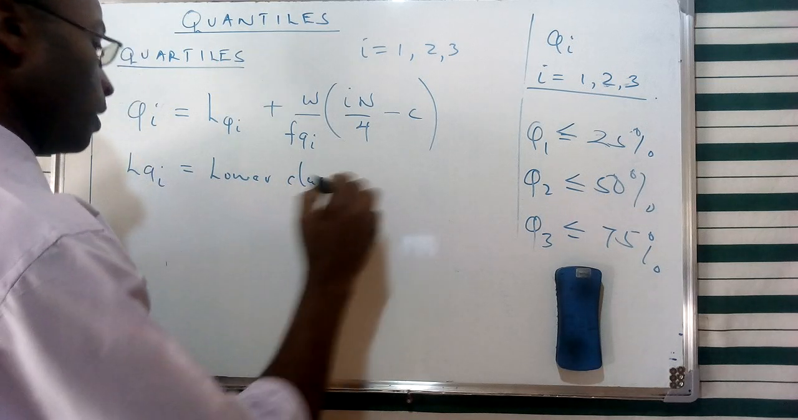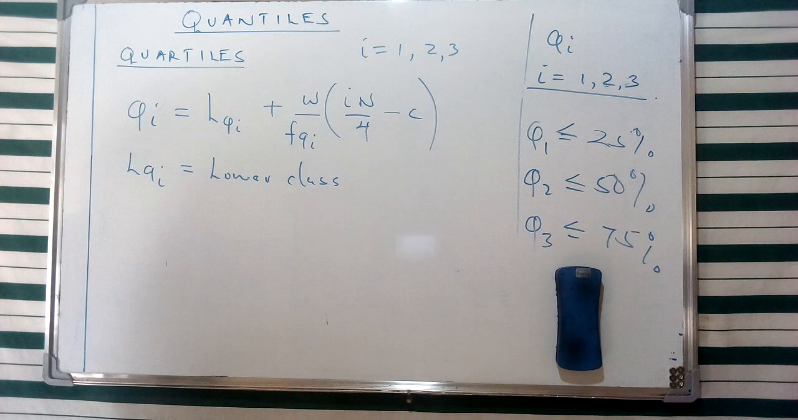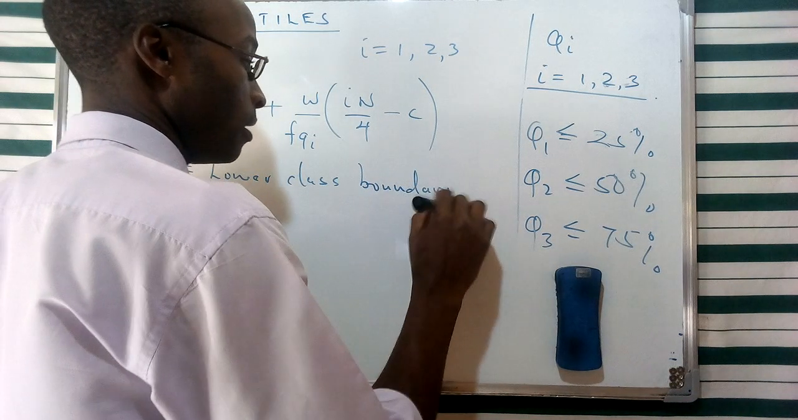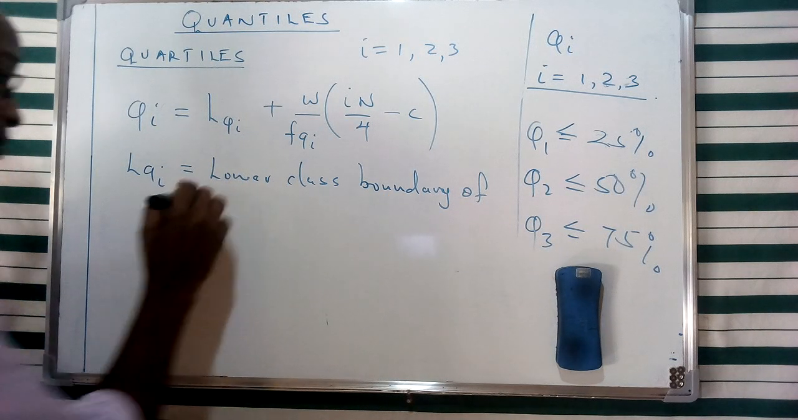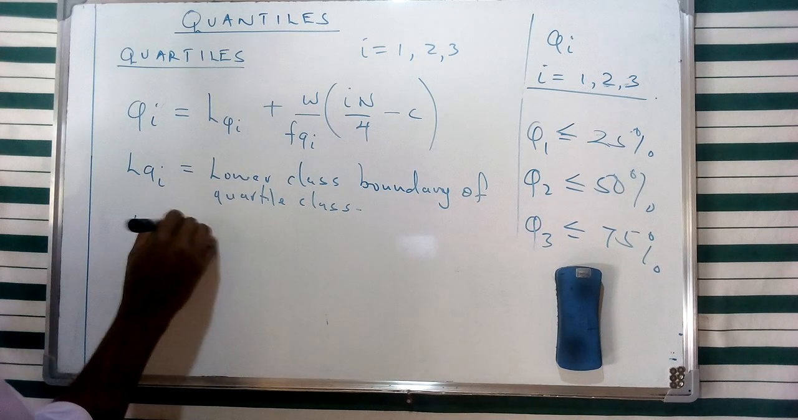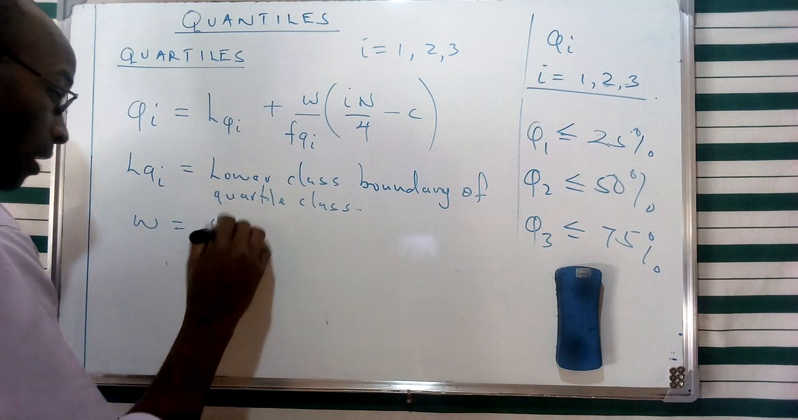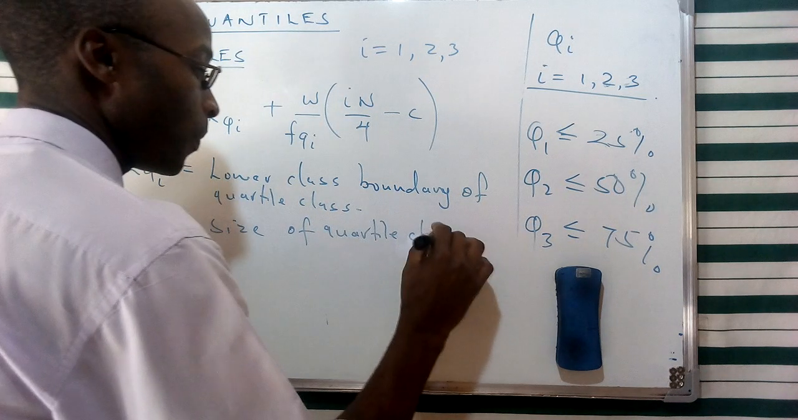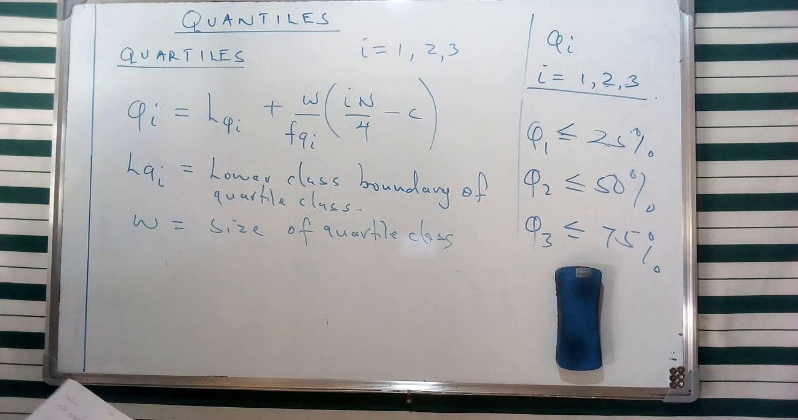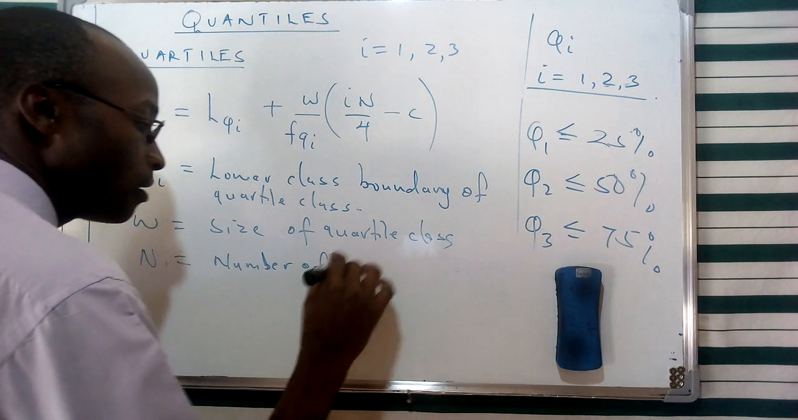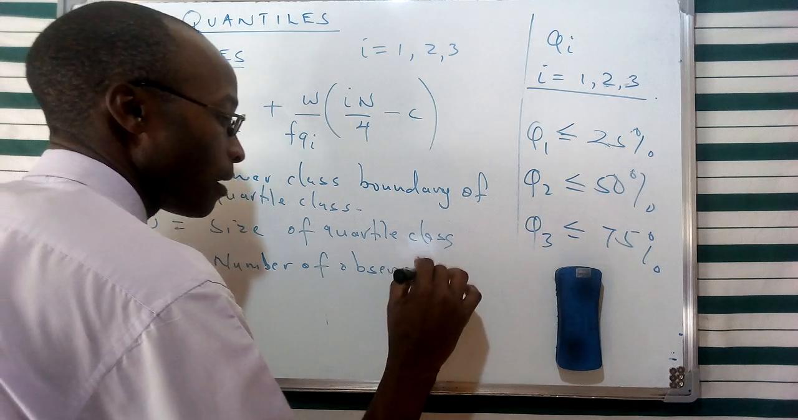Now, for us to generate the boundary and dimension of a particular formula, I'm going to elaborate on that shortly. So we have said that this is going to be the lower class boundary of the quartile class. And then we have this one as the class size of the quartile class. And then we shall have this specific value, as I said, n, which is going to be the total number of observations, given in terms of n.